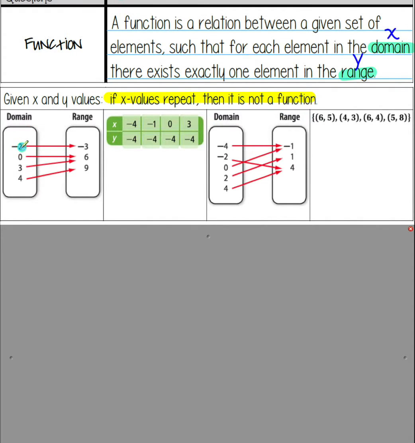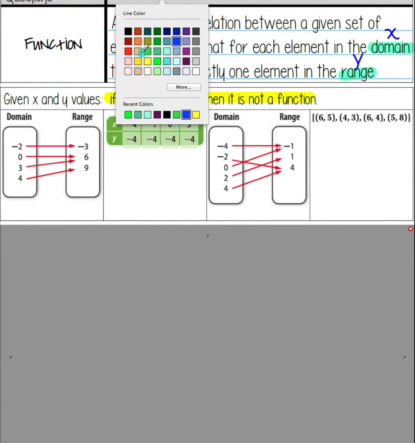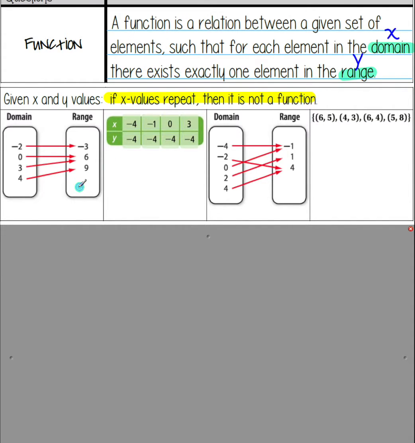If we are given our domain here of -2, 0, 3, and 4, we are looking to see if our domain matches with more than one value of the range. With the mapping, we are looking to see if a value of the domain has two arrows going to different values in the range. So -2 is paired only with -3, 0 is paired only with 6, 3 is paired only with 6, and 4 is paired only with 9. It doesn't matter that the range value of 6 is used twice. It's looking that the domain is matched with only one value in the range. So this would in fact be a function.